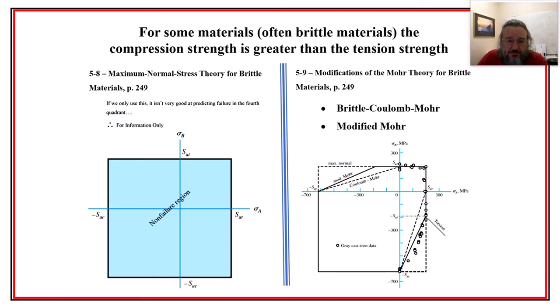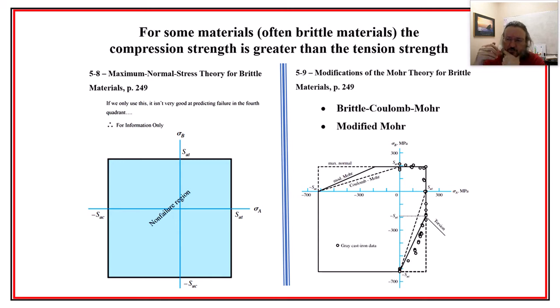So here you go. In section 5.8, we have the maximum normal stress theory for brittle materials. And that says this is the non-failure zone. The distinction for the brittle materials is that the strength in tension for a lot of brittle materials is different than in compression, the compression being the larger.